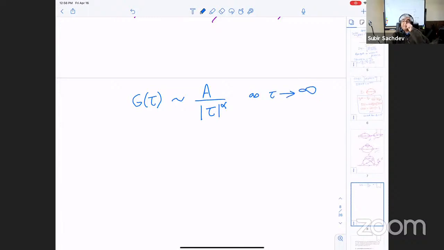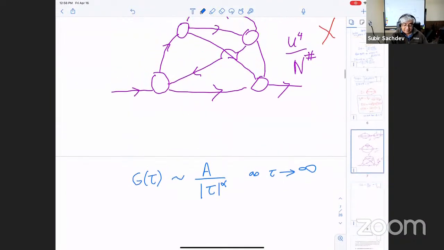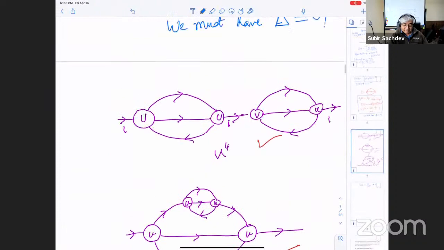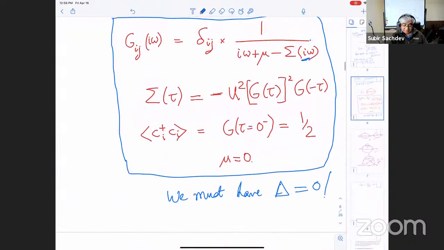What is alpha? Well, we don't know yet. We're going to try to find out. What is A? We're also going to try to find out. But let's assume that's the case. All right. So now I can very quickly find what rho of omega does as omega goes to zero.